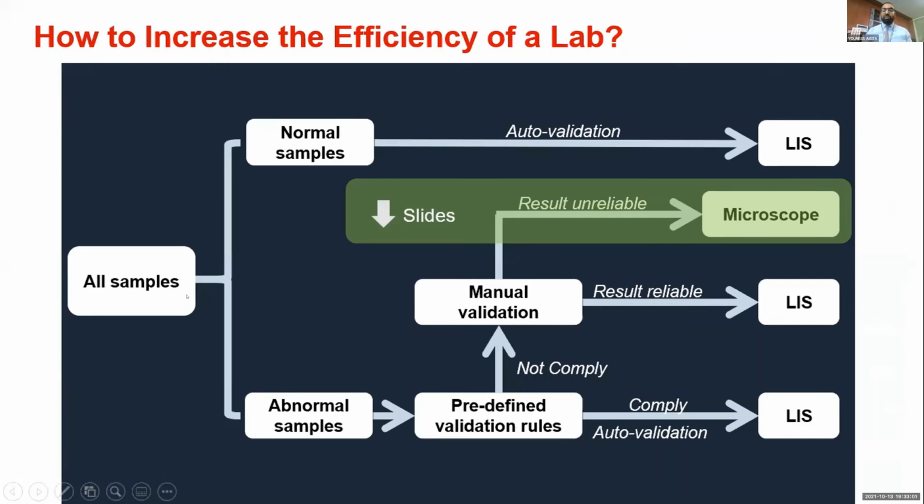Normally, we have 2 kinds of samples. Normal samples we do validation by the system, and we can send the result to LIS. But abnormal samples, normally you should have 2 way or 3 way. The first one is using some predefined rules, based on some anteriority, some flag, some clinical value, clinical information, and we can do the validation, or we can move to manual validation.